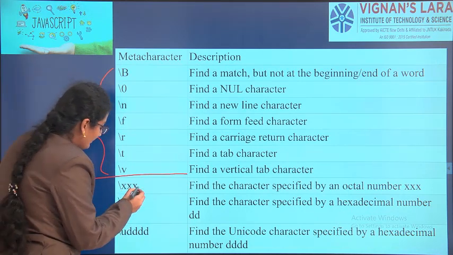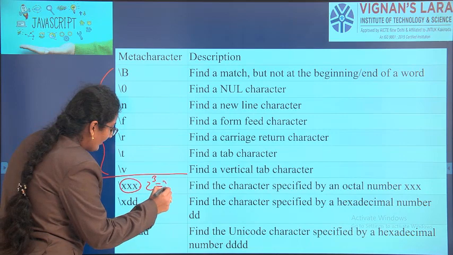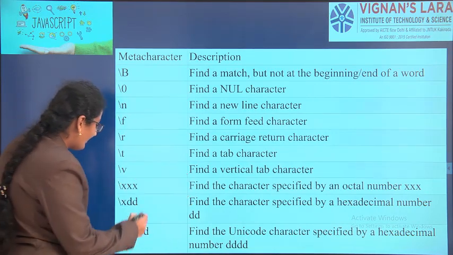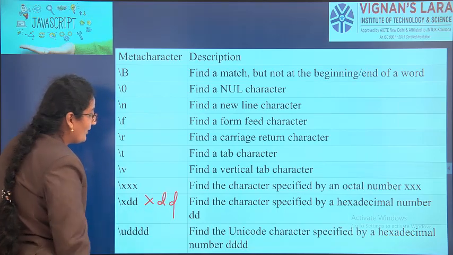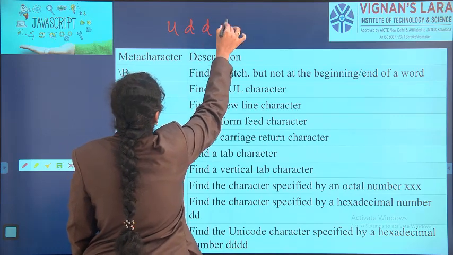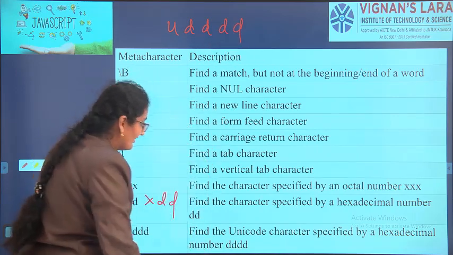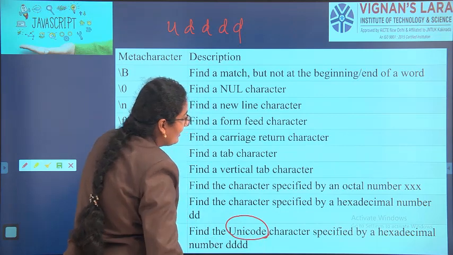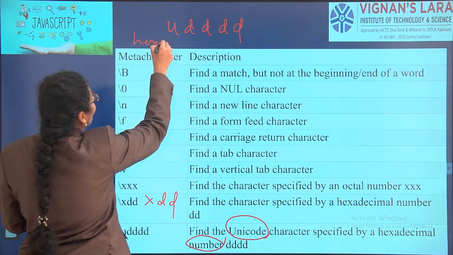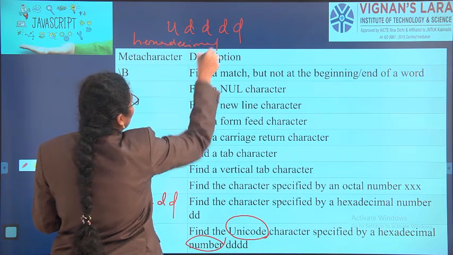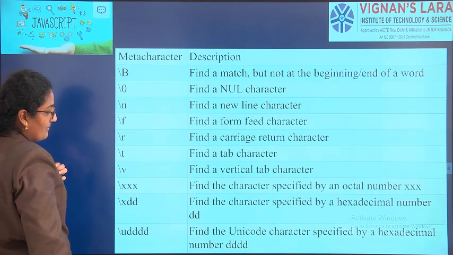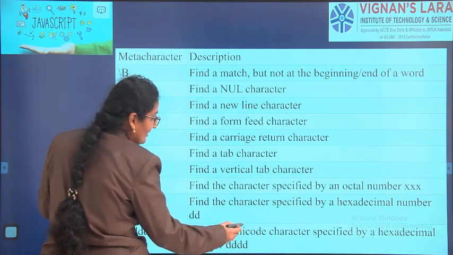So see here, XXX means 2 cube equal to 8, 8 equal to octal. So XXX means you have to find octal number. XDD means you have to find hexadecimal number. That is, UDDDD means you have to find the unicode of the character by hexadecimal number. You will have some hexadecimal number, and for this hexadecimal number, you have to find the unicode.